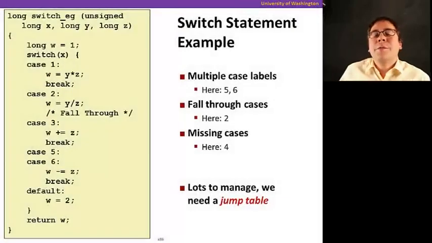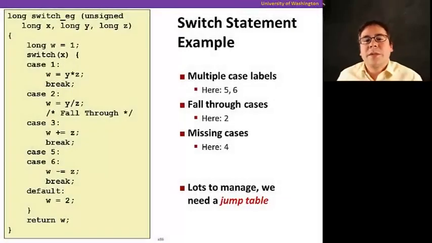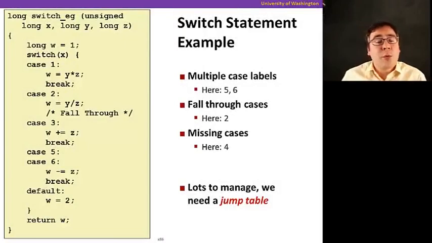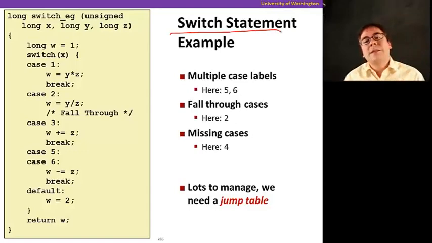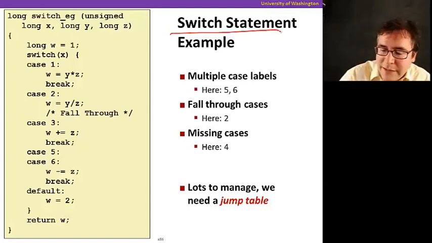Hello again. Now that we know how to implement conditionals and loops in assembly, let's see how we implement a little more complex control structure here. We're going to talk about switch statements. And the way switch statements work in C is as follows. Here I have an example.